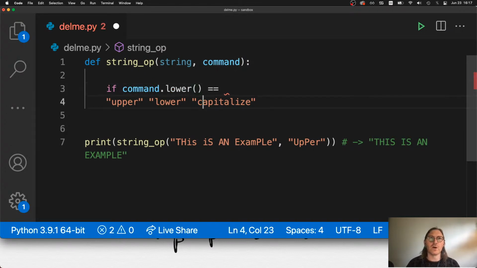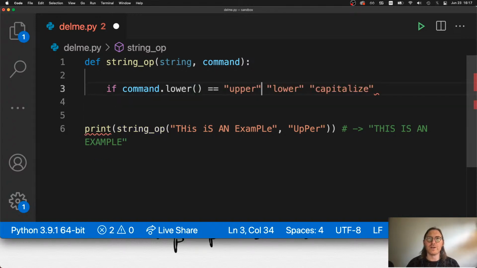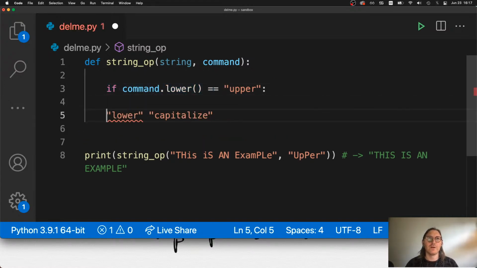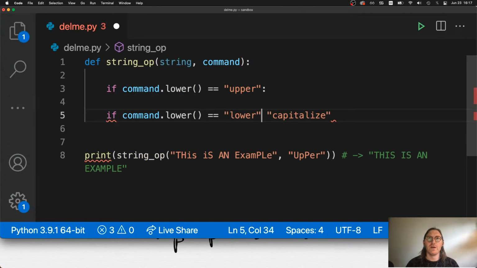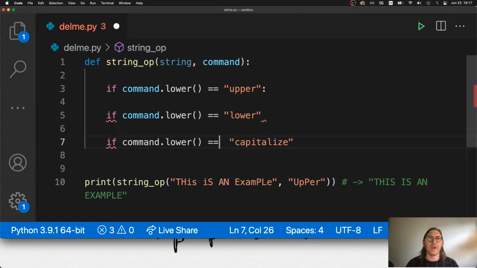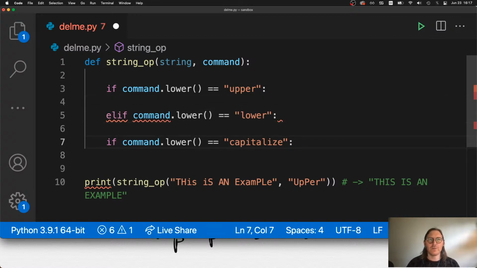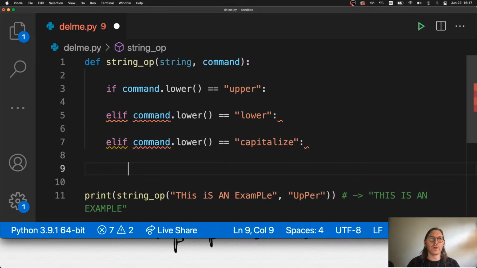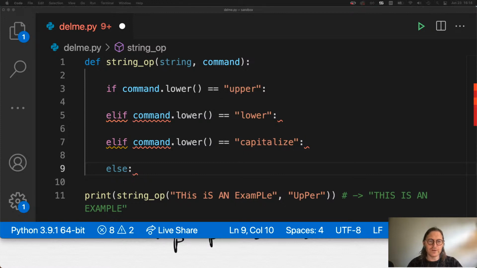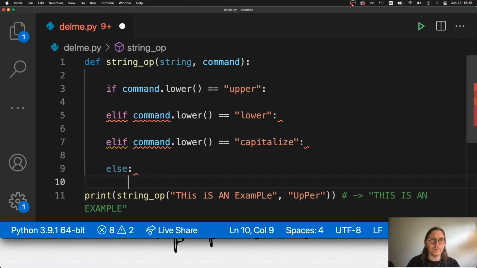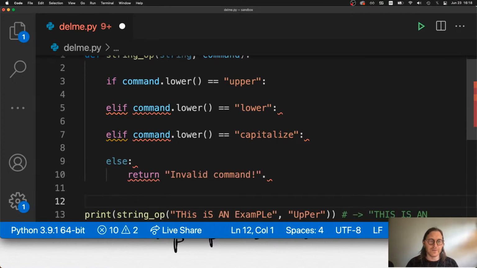If command.lower is upper, then we're going to do something. So that's one of the instances. And I'll just grab these. If the command.lower is lower, if the command.lower is capitalize. Okay, so this is on our way. We're kind of scaffolding what we want here. I'm going to make these into elifs. And we're going to have an else in there as well. So what is our else? Our else is going to be, I'll copy that in as well. Remember, copy paste is your friend.